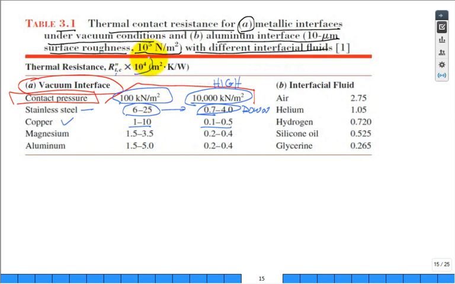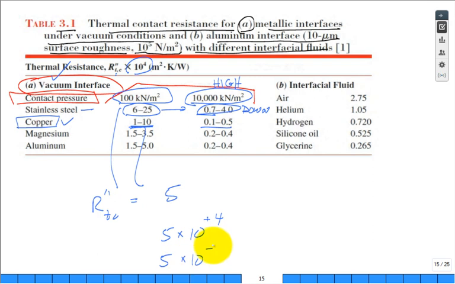This 10 to the 4, what does that mean? So if somebody says, I want you to get the value for copper under vacuum conditions at this interfacial pressure, and you're going to say, oh, it's between 1 and 10. Let's pick the value 5. Oh, does that mean R_TC double prime is equal to 5, or 5 times 10 to the plus 4, or 5 times 10 to the minus 4, all having units of meter squared Kelvin per watt. The units aren't the issue, it's this magnitude.